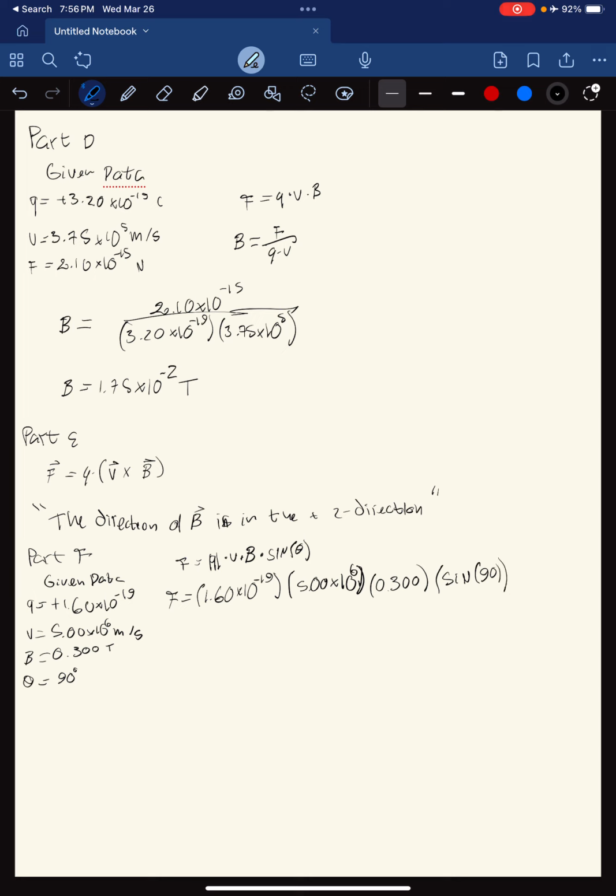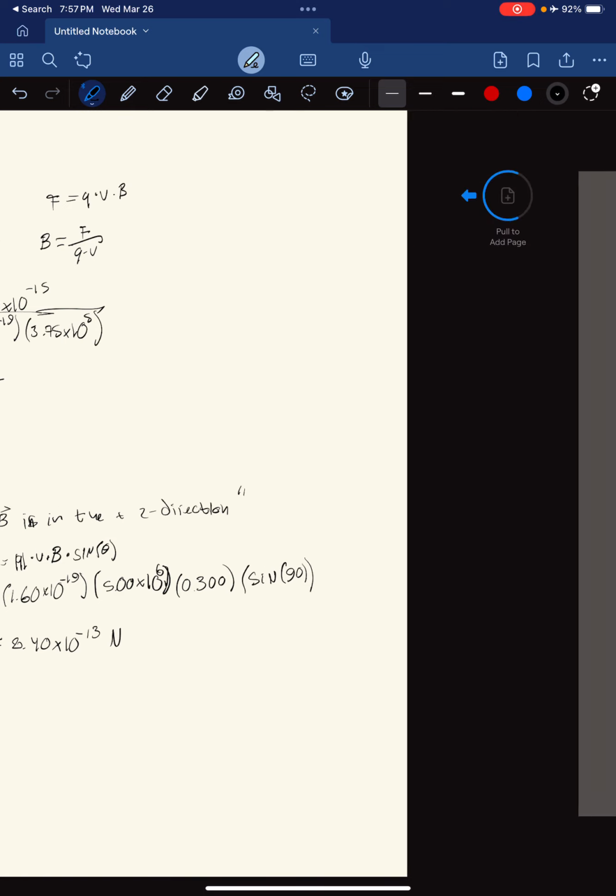So 1.60 × 10^-19, 5 × 10^6, 0.300, and sine 90. That's giving me 2.4. So the magnetic force is going to be 2.4 × 10^-13 newtons. Now we'll go with part G.